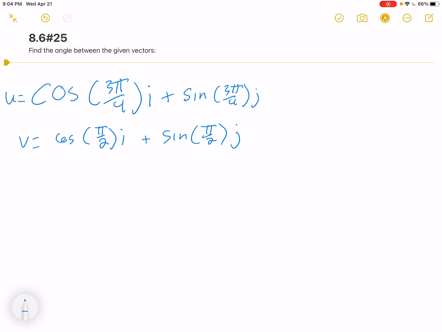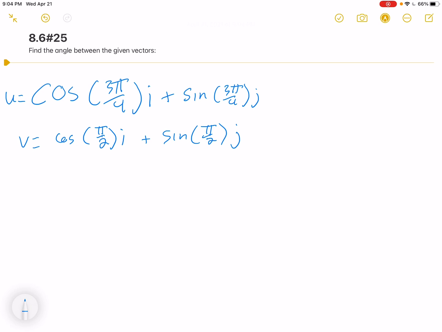Now I want to be clear here. In this case, the i's do not imply the imaginary axis. These are actually, the i is horizontal and the j is vertical. So we're not talking about complex numbers here.